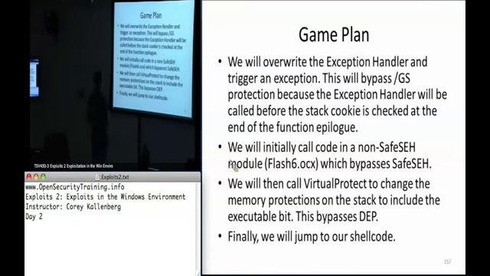So in terms of GS protection, don't care about that. We already know how to get past it. We're just going to, instead of overwriting the return address, overwrite the exception handler. We'll gain control of EIP before that stack canary is ever checked.